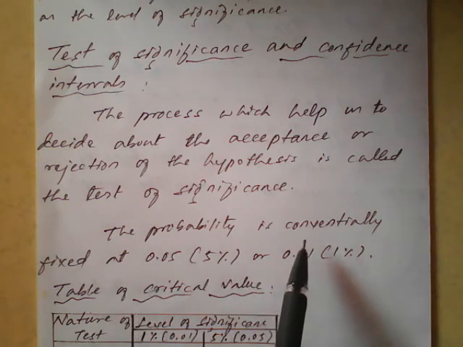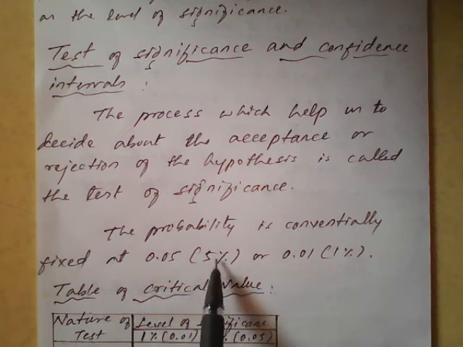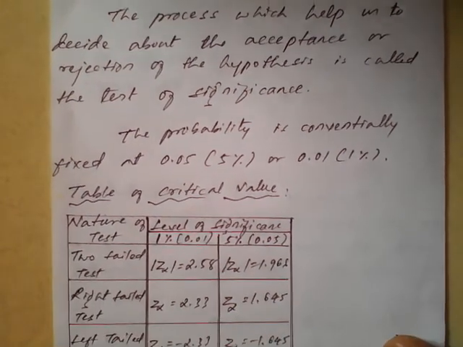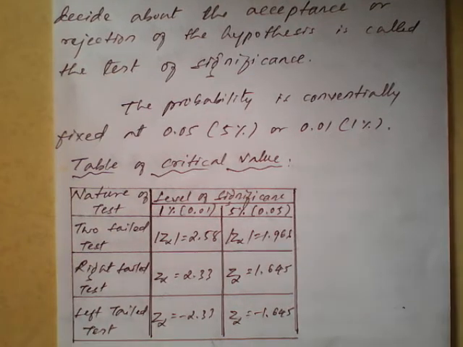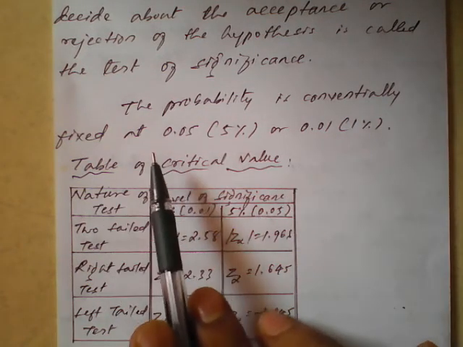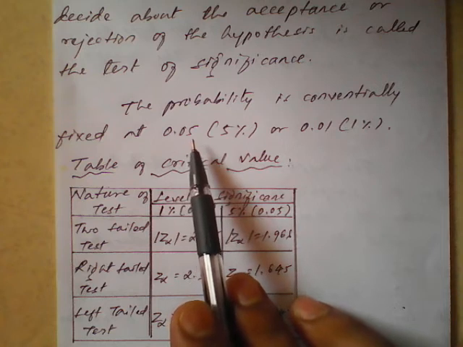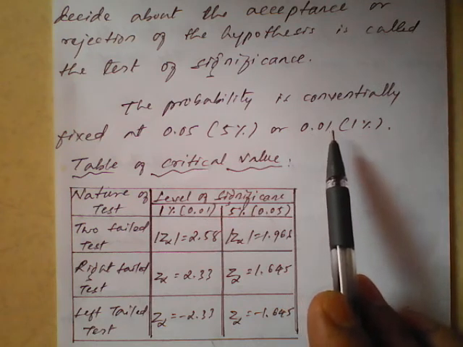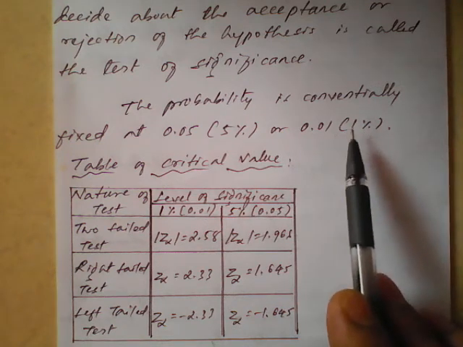The probability is conventionally fixed at, so we have two values from which we test the level of significance. If the value we get from the probability is less than that, we accept. If it is greater than that, we always reject. So which are those values? The probability is conventionally fixed at 0.05 level of significance, or 5%, or we have one more value, 0.01 level of significance, or 1% level of significance.